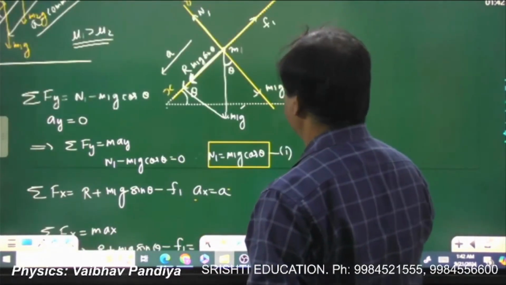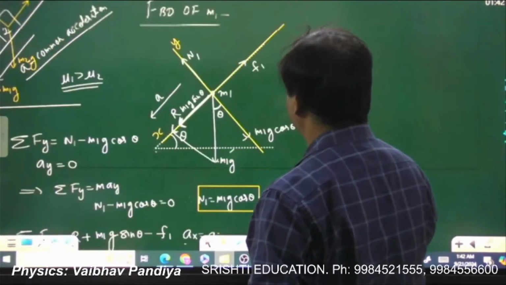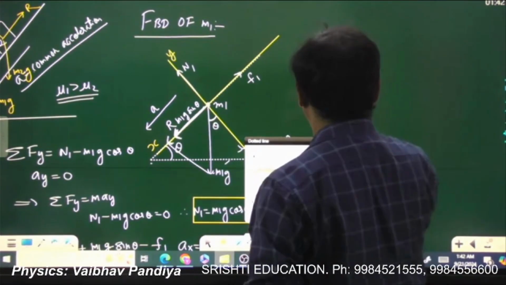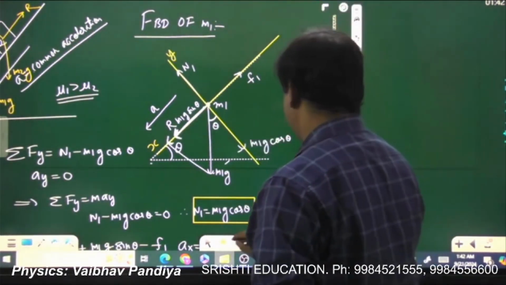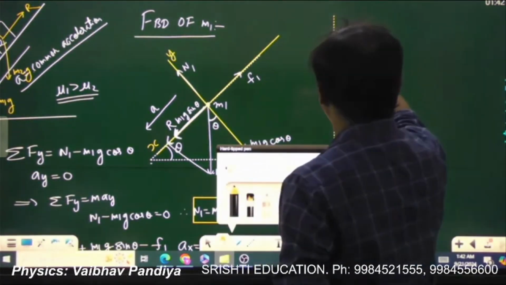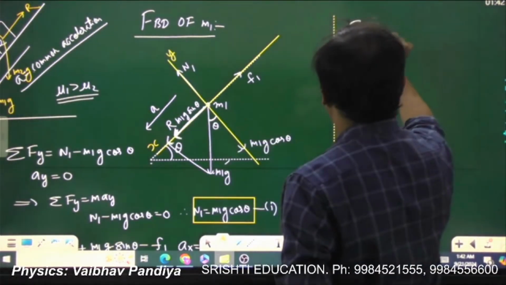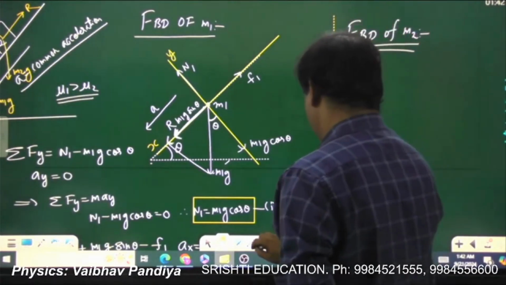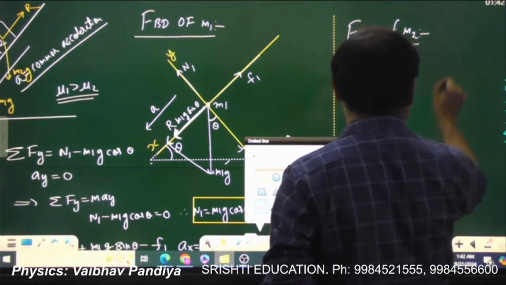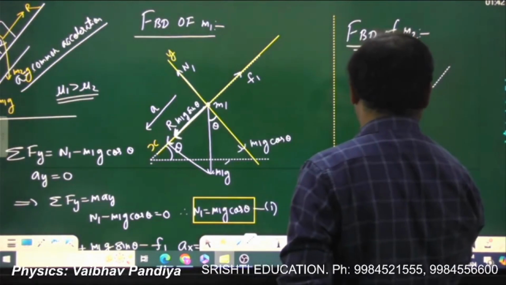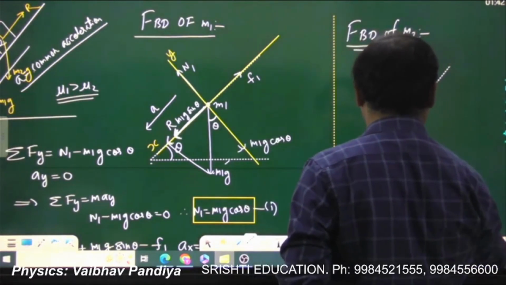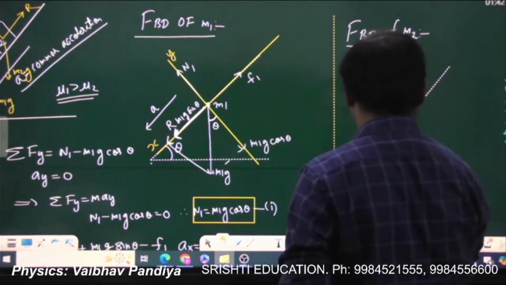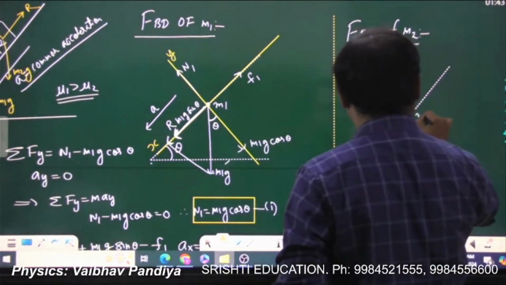So if I'm making the FBD of the second block in a similar manner, everything will be identical. The value of forces will change. So if I'm making the FBD of M2, again I would like to represent the inclined as a dotted surface, and let us label all the forces. The inclination is theta, and this is your M2.